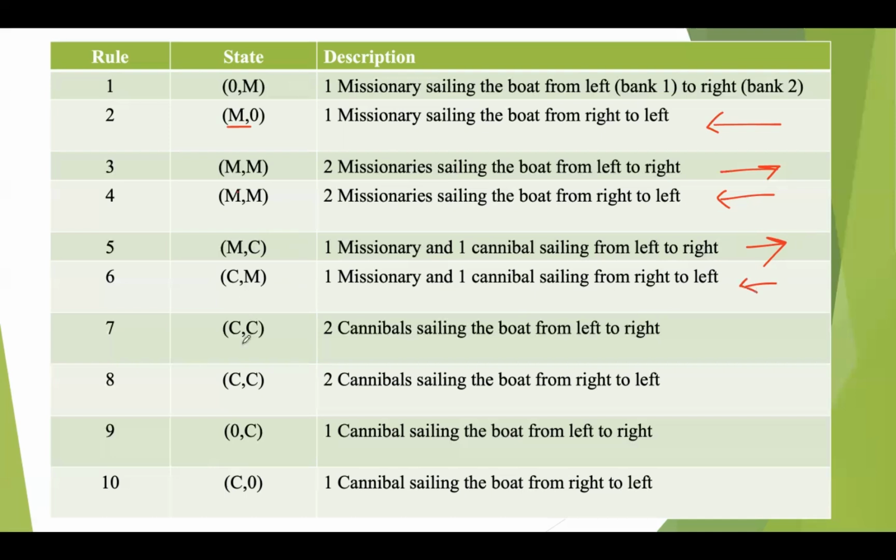If there are two cannibals sailing from left to right, this is similar to rule 3. There are two missionaries there, whereas here we are taking two cannibals at a time. The same state can be used for sailing the boat from right to left also. Say there is only one cannibal sailing from left to right. This is again similar to rule 1, but instead of missionary, we need to write cannibal. If it is from right to left, then it should be C comma 0. So by using these rules, let us solve the problem.